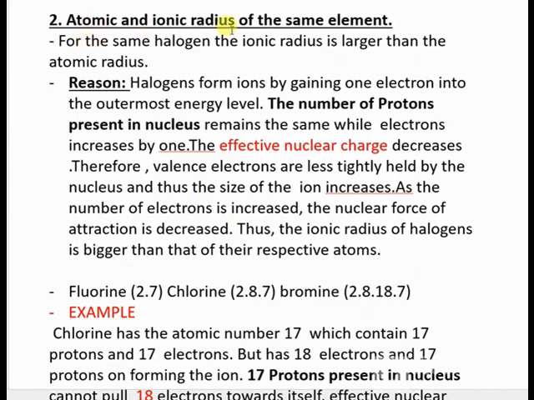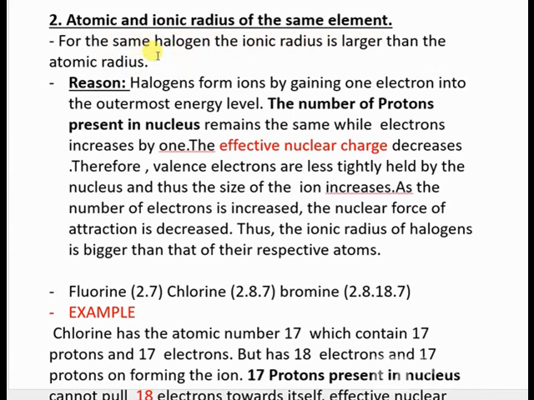Now, atomic and ionic radius of the same element. Suppose we are considering chlorine, for example. What is the size of the ionic radius and the atomic radius? After gaining an electron, what happens? For the same halogen, the ionic radius, mark that, is larger or bigger than the atomic radius. For the same halogen, if you're talking about fluorine or chlorine or iodine, the ionic radius is bigger than the atomic radius. This is unlike in metals. In metals it is different, and here it is the opposite.